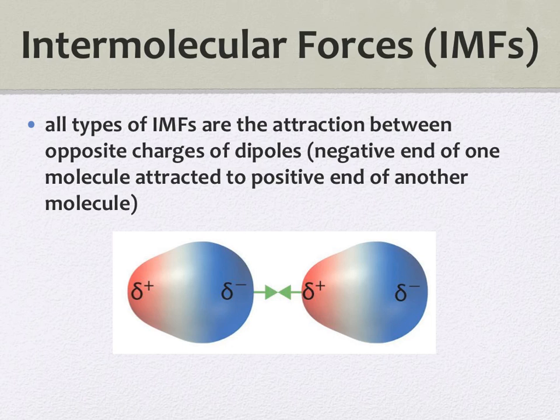We're going to discuss three types of intermolecular forces, but no matter what type of intermolecular force we're talking about, they all have this in common. The negative end of one molecule is attracted to the positive end of another molecule, as we see here. This Greek letter means partial. So polar molecules have a partial negative end and a partial positive end. And since opposites attract, the negative end of one molecule is attracted to the positive end of another molecule.